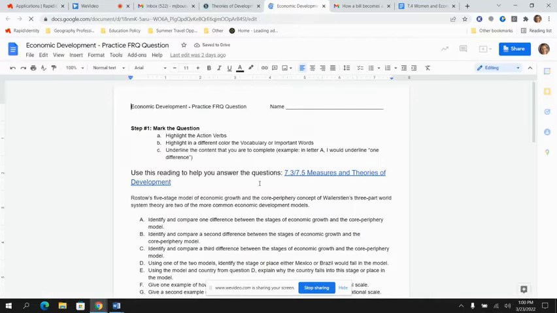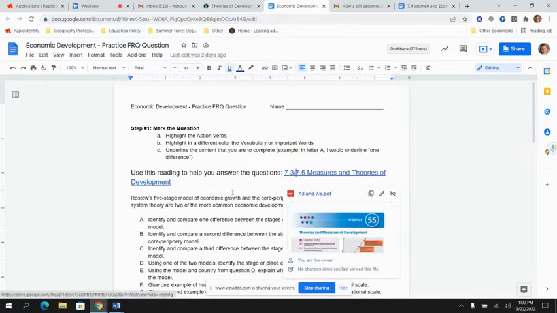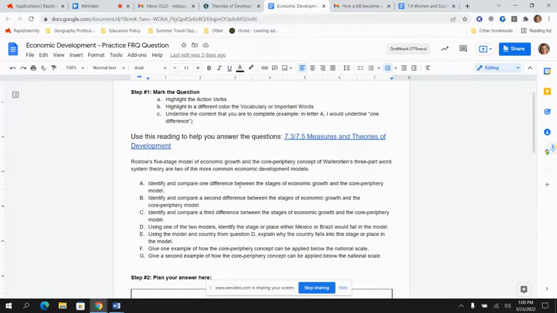This is a practice FRQ. I have linked an attachment that you can use to help you answer the questions. This is a difficult FRQ. I want you to try your best on it, but I also want you to use it to learn the concepts. As you look at Wallerstein's World Systems Theory and Rostow's 5-stage model of economic growth, or the development ladder, you need to understand those two models. So the reading here is there to help you. Also, the videos from Wednesday's class are there to help you.